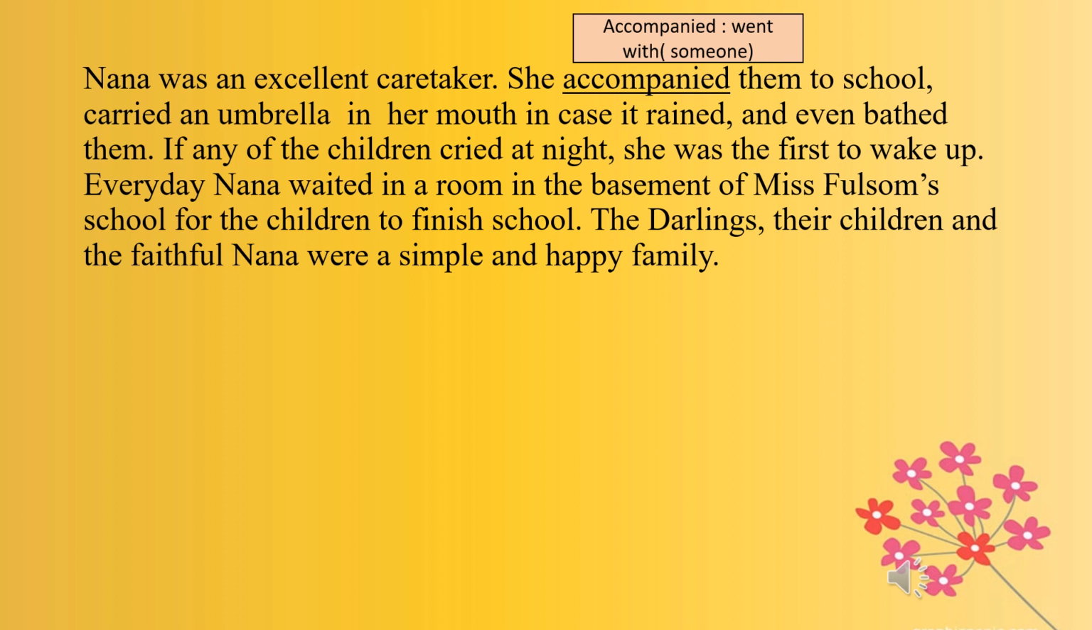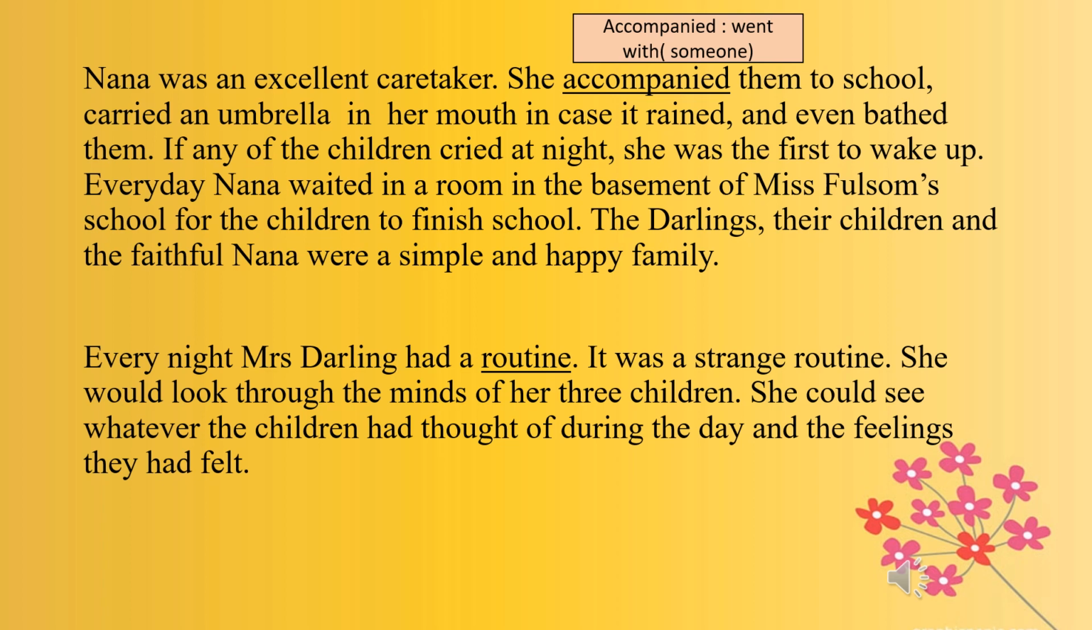Now, what does this paragraph mean? This paragraph talks about their caretaker, Nana. Nana went with the children to school. She was extra cautious by taking an umbrella with her in case it rained. She waited in the basement for the children to finish school. The Darlings, their children, were a simple and a happy family. Let's move to our next paragraph.